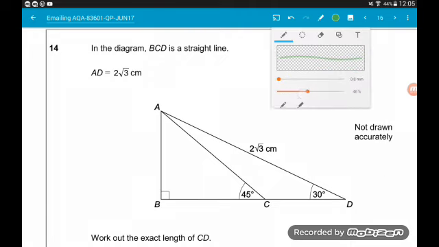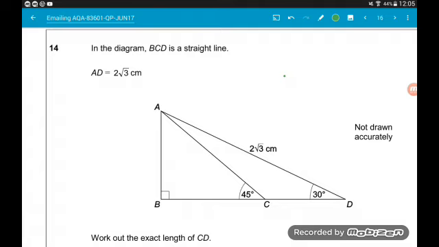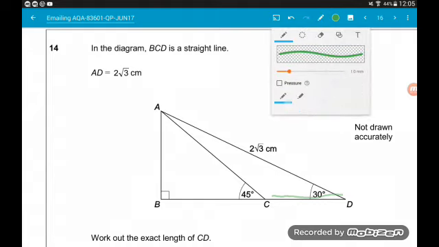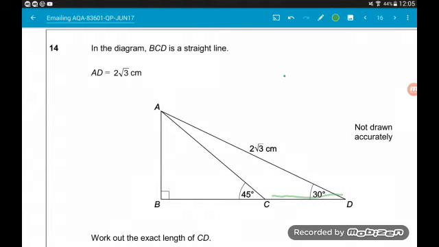So let's just highlight what we're trying to find. We are trying to find this length here. How are we going to do that? Well, we're going to fill in as many blanks as we can and hope that we find something useful.